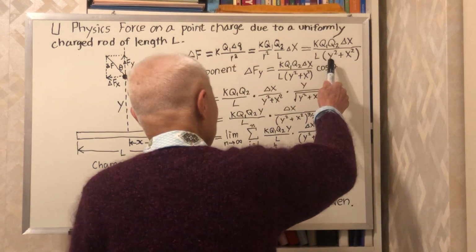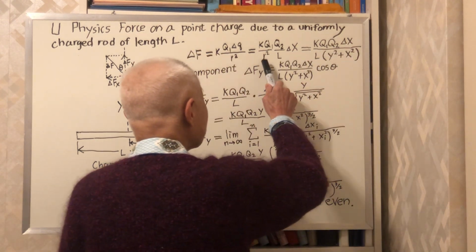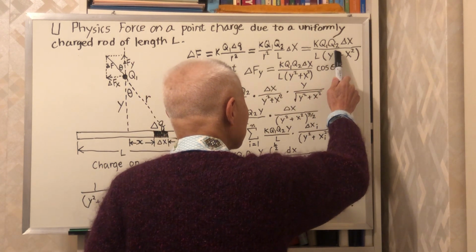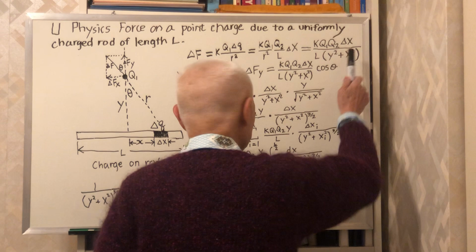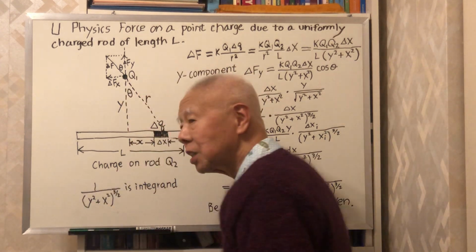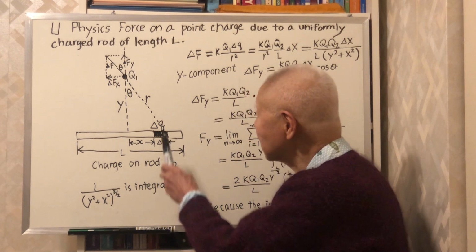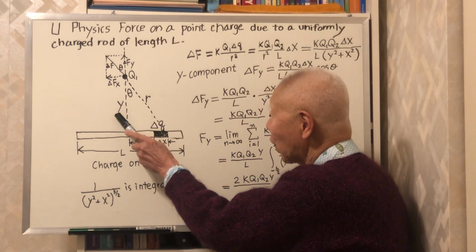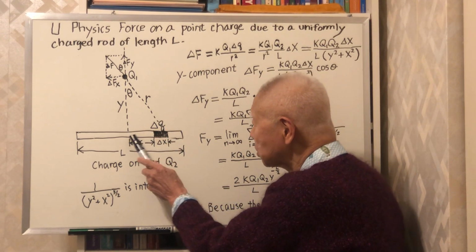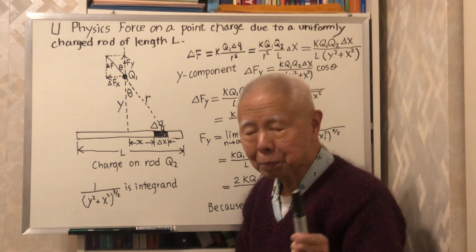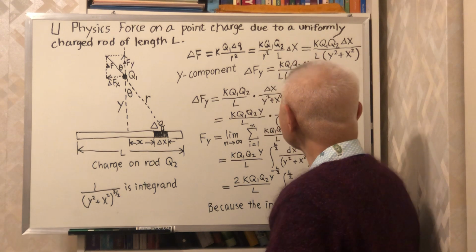So rewrite this. R squared is equal to y squared plus x squared. It is nothing but Pythagoras theorem. R squared is y squared plus x squared. I call this distance x. It's Pythagoras theorem.